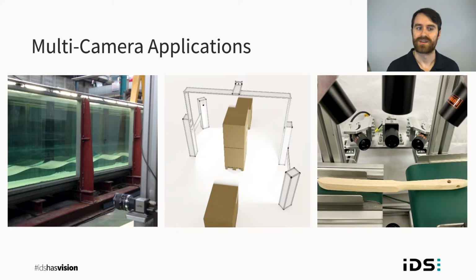The center application is a logistics one. In this case, we have 6 cameras with different perspectives. And these different perspectives allow a very complete incoming and outgoing goods inspection to happen. And not only different perspectives in this case, but different perspectives in high resolution as well.